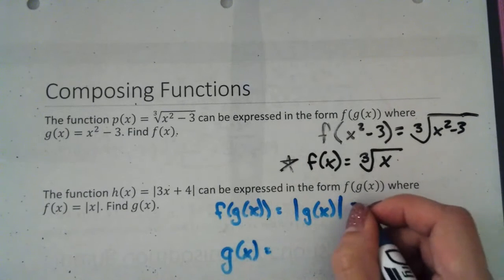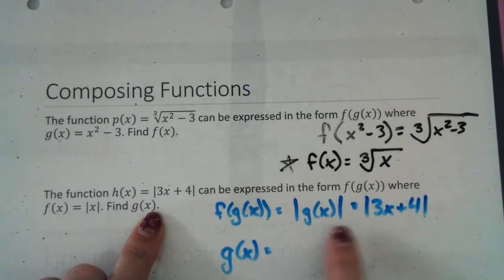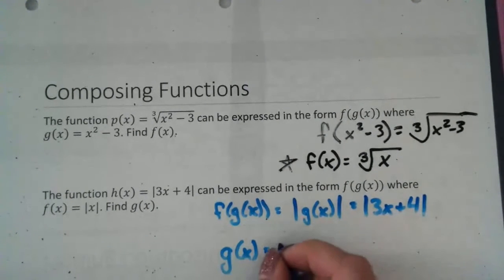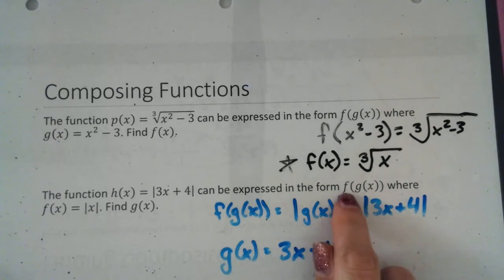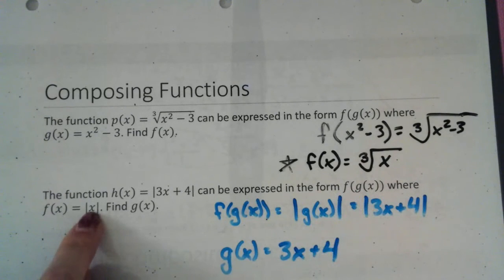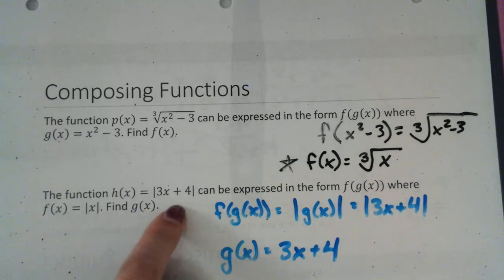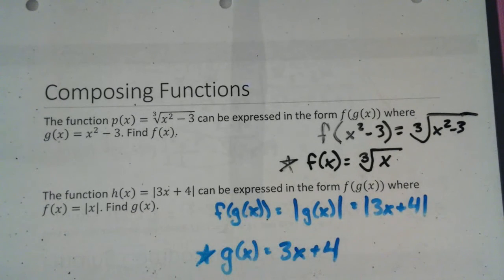In this case, this is supposed to be equal to the absolute value of 3x plus 4. So what's inside the absolute values? 3x plus 4. So what we're saying here is I instead had the outer function, and I was trying to find the inner function. What do I have to plug into this outer function to get the function they want me to have? And in this case, that's the 3x plus 4.